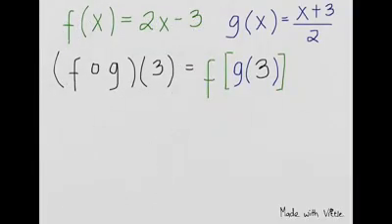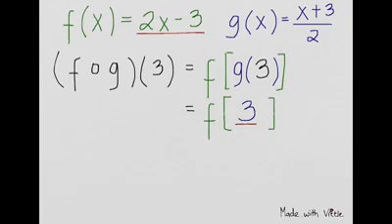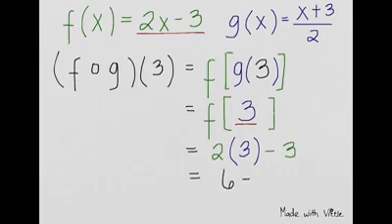Going back to the f of g of 3, we already know what g of 3 is, and that is 3. So we can now substitute 3 for the x's in the f function. Doing so, we would get 2 times 3 minus 3. So 2 times 3 is 6, minus 3, so that's 3.